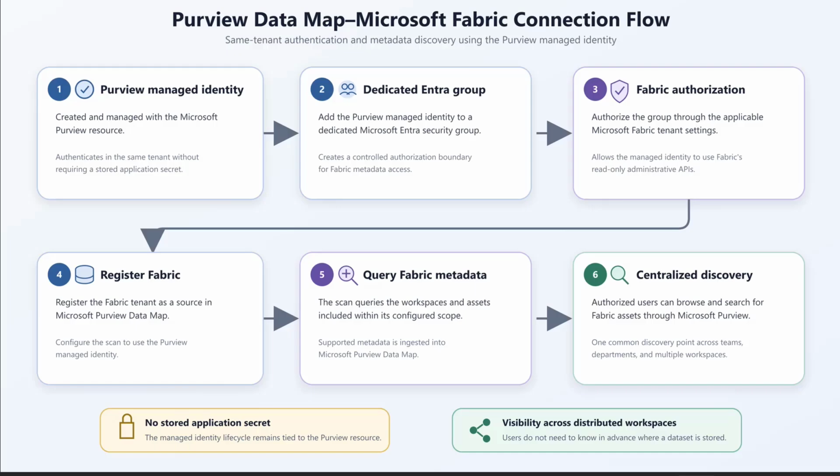The identity is created and managed as part of the Purview resource, which makes it a good option for this same tenant scenario. After the metadata has been ingested, administrators and authorized users can browse or search for the Fabric assets through Microsoft Purview. This centralized visibility becomes increasingly valuable when an organization has multiple Fabric workspaces managed by different teams or departments. In this scenario, we're just having one Fabric workspace.